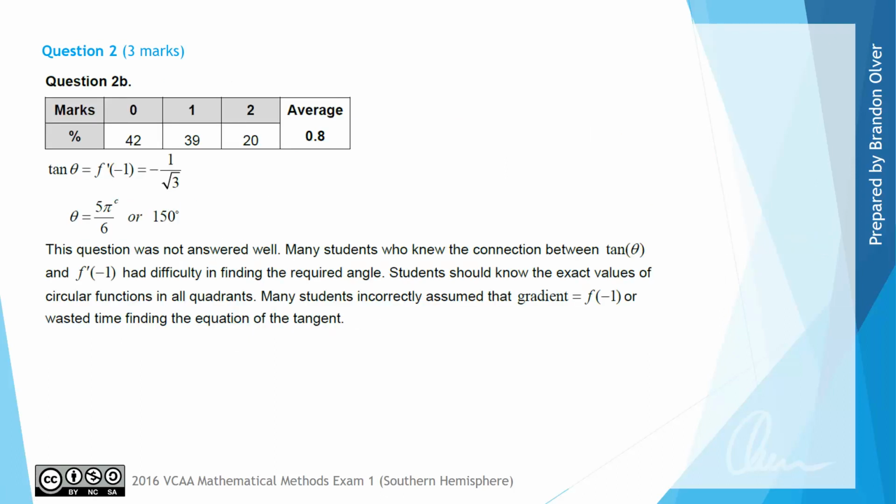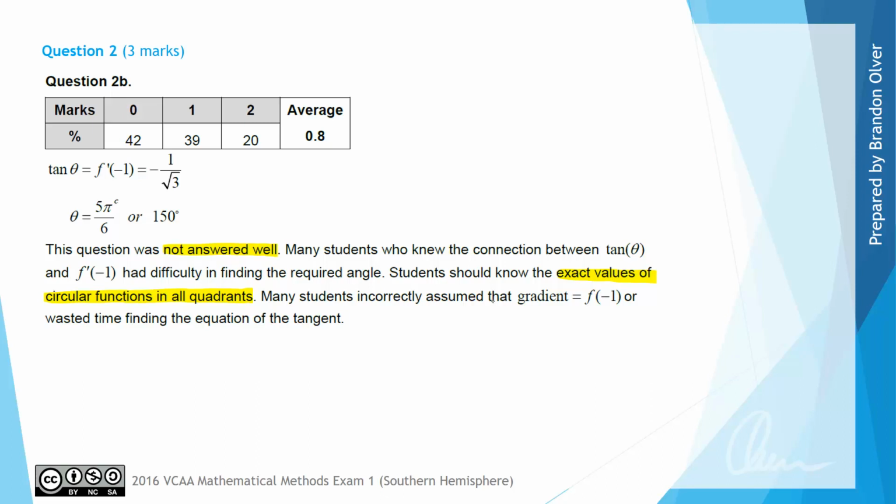So we can see that this question was not well answered. So only 20% of students got full marks and 42% of students got no marks for this question. Many students who knew the connection between tan theta and f dashed of -1 had difficulty finding the required angle, and that was largely due to students not knowing the exact values of circular functions in all quadrants. So it's a really timely reminder that you need to know those exact values for your exam 1.